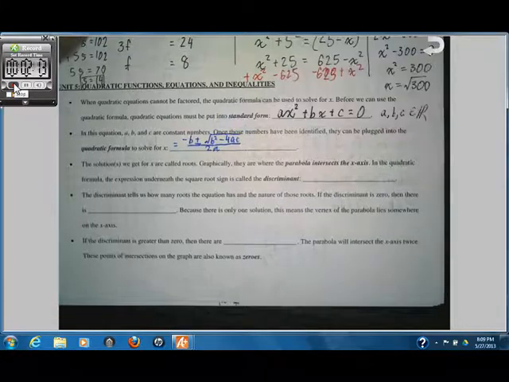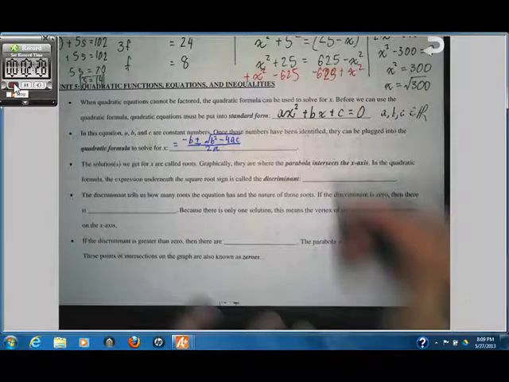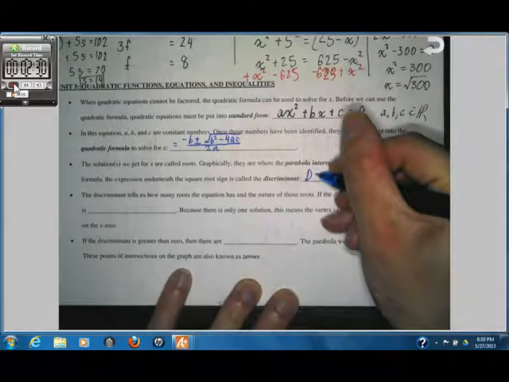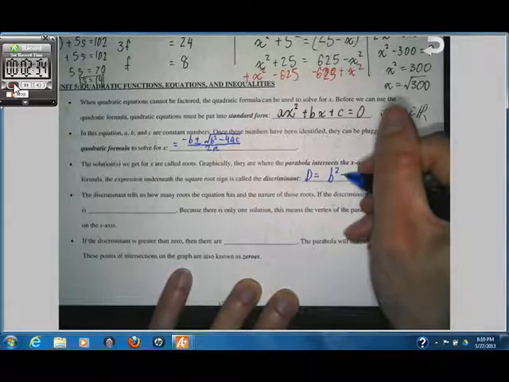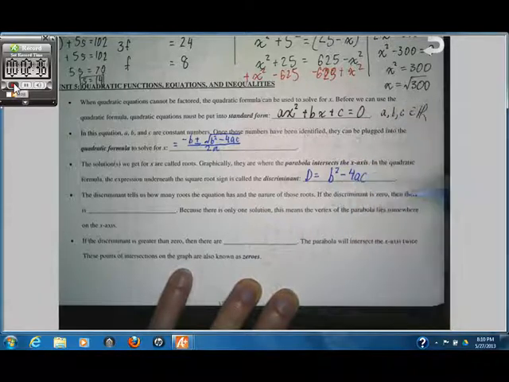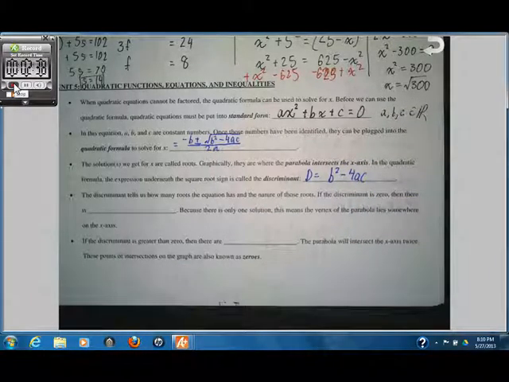The solutions we get for x are called roots. Graphically, they are the points where the parabola intersects the x-axis. In the quadratic formula, the expression underneath the square root sign is called the discriminant. That's indicated by a capital D, and that is equal to b squared minus 4ac. The discriminant tells us how many roots the equation has and the nature of those roots.